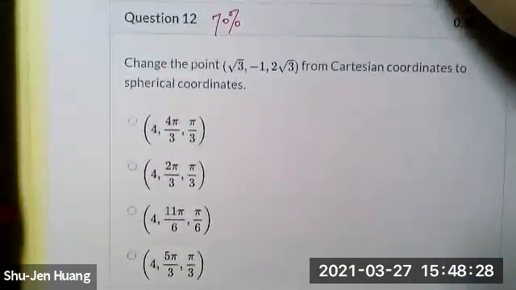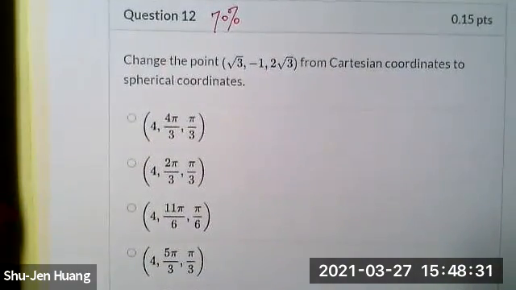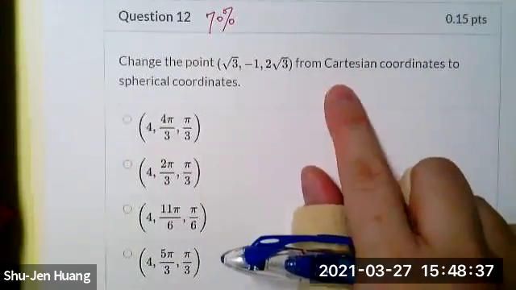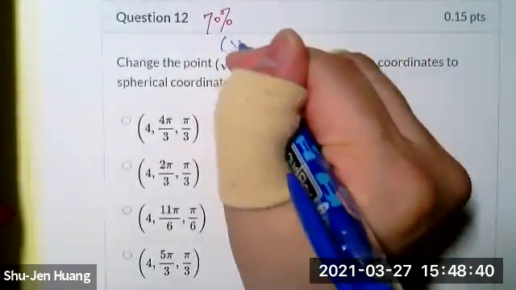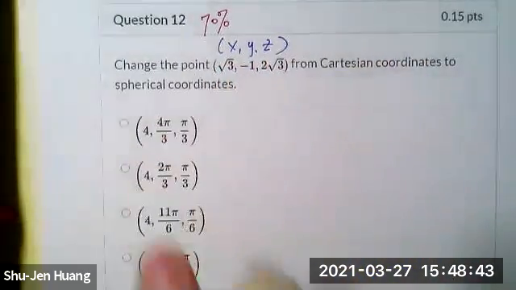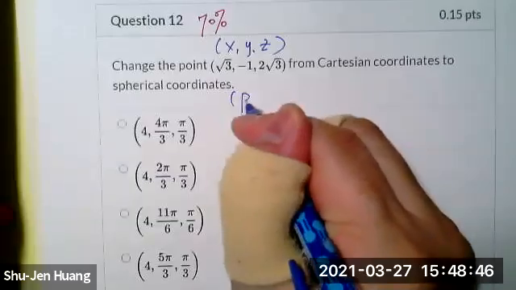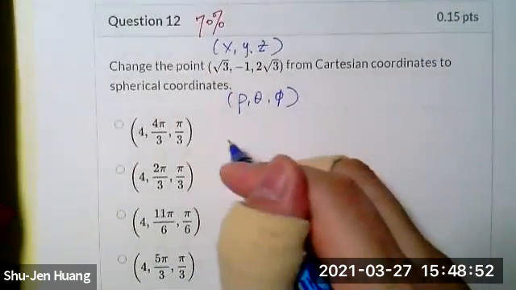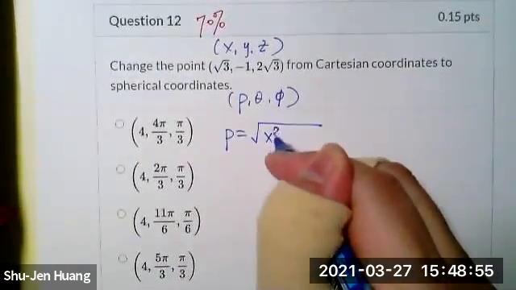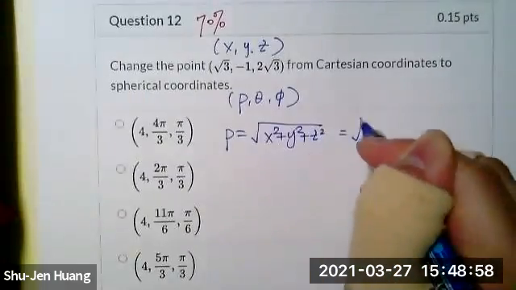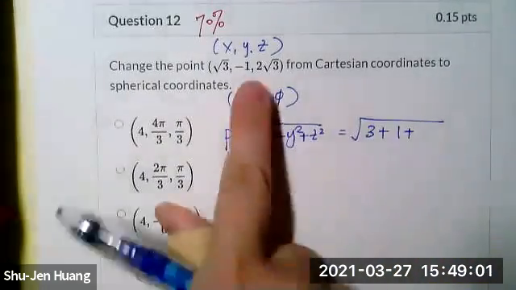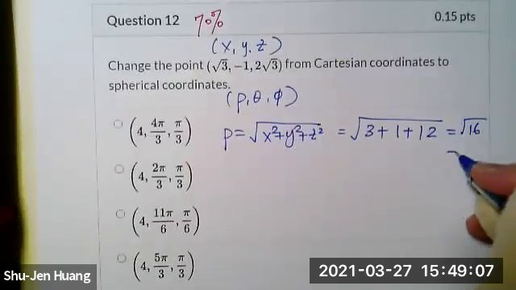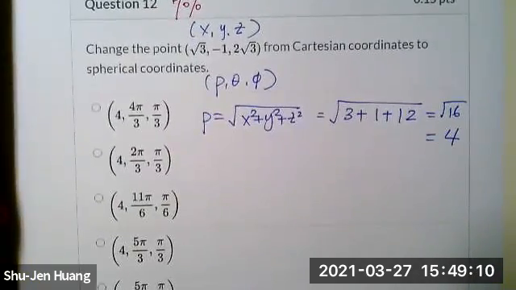And next, we want to change the point from Cartesian coordinates, sometimes we call them rectangular coordinates, to spherical coordinates. So this is x, y, z, and we want to change to rho, theta, phi. Rho is the distance, the square root of x squared plus y squared plus z squared. So we'll have 3 plus 1 plus z squared, that's 12, so that's 16. Root 16 is 4. Okay, so this is the first one.